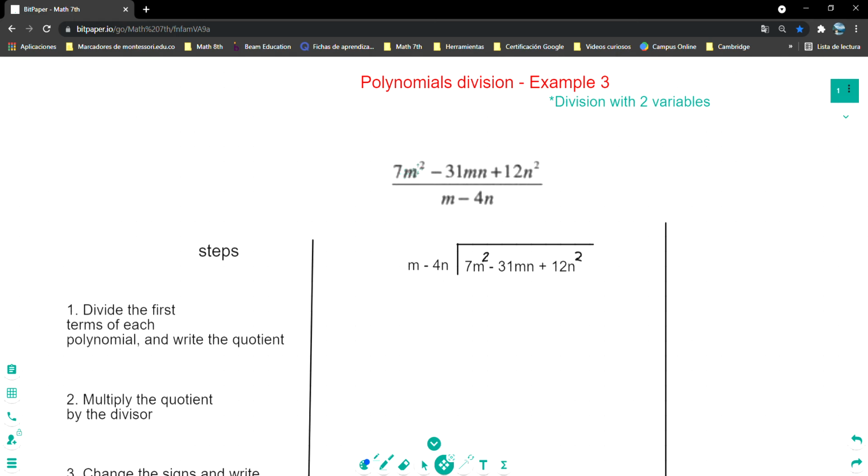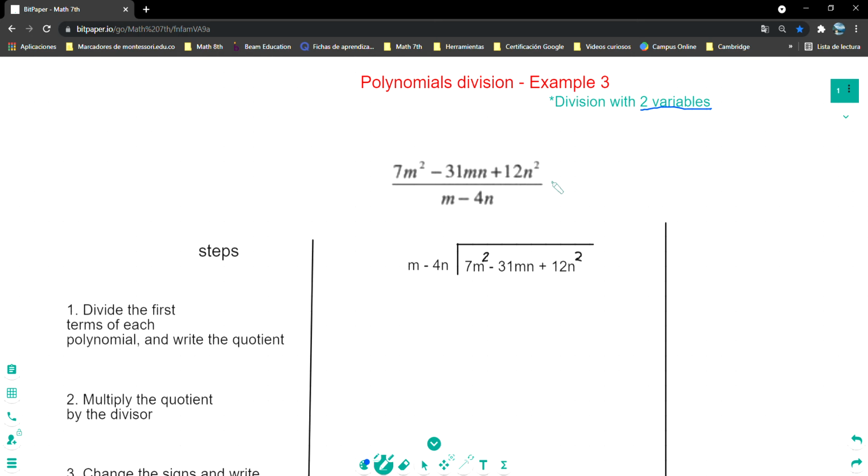Okay, so here we have 7m squared minus 31mn plus 12n squared over m minus 4n. Guys, here we have an example with two variables, m and n, and it's the same process as before with one variable.